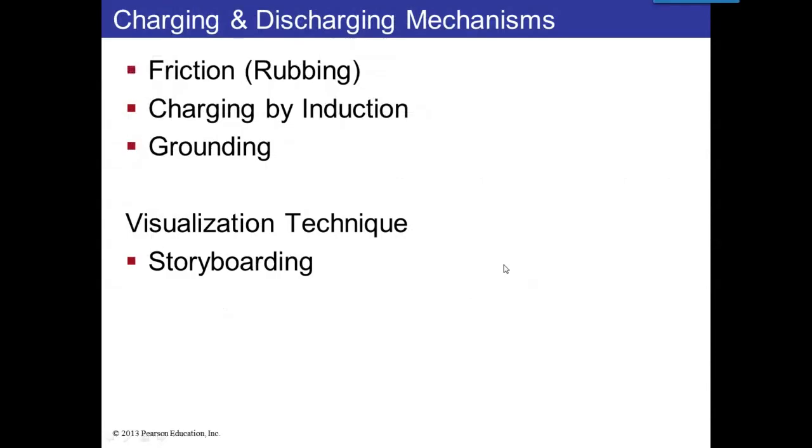You should know about basic charging and discharging mechanisms. So you should know that if you rub two things together, you can charge them up. You should know that you can do charging by induction, right? That was our method where we basically polarized an object and then grounded it. And in that case, you pulled the charge off of the object without actually touching it with a charged object, right? That was charging by induction. And of course, this term grounding, which basically means touching either with your finger or actually connecting it to ground, which acts like a reservoir for charge to pull charge away from an object.